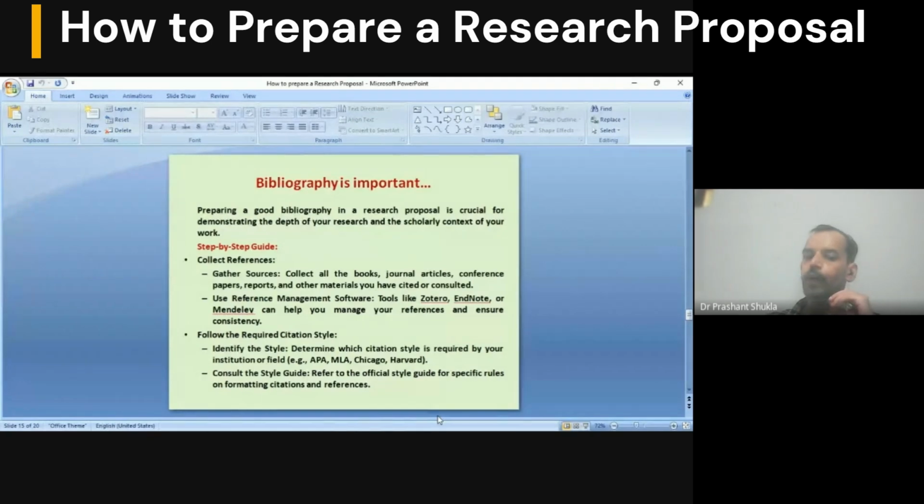You can follow the required citation style as given by your university or by your supervisor and the head of the department. But I still insist that APA 7th style citation is the most important, recommended and acceptable citation style right now. Then you have to refer to the style guide. In case you don't have it and you want it, I can send you the entire style guide. But I am also going to share a sample proposal with you, which is going to give you all the details. So take care of that.